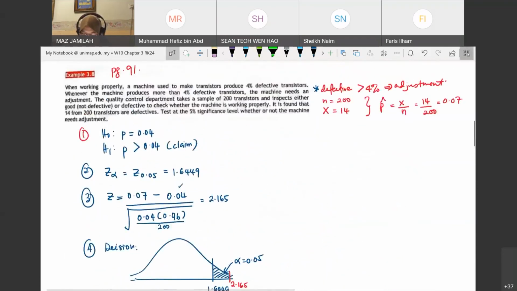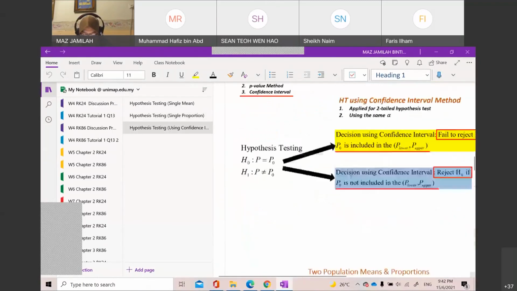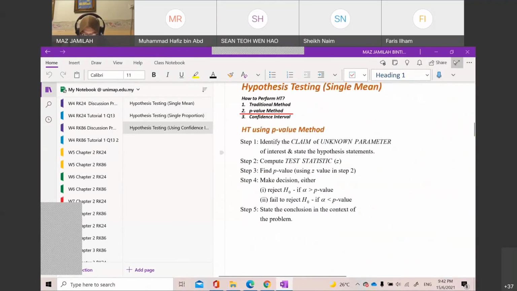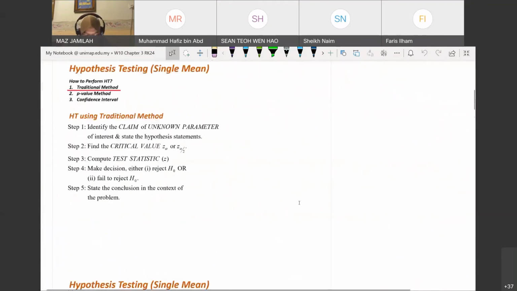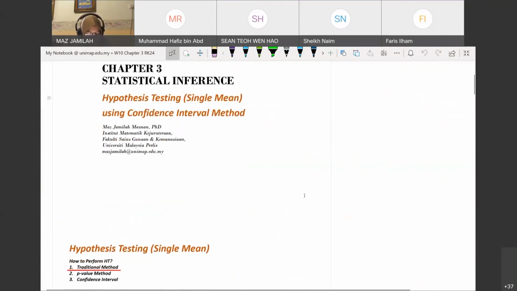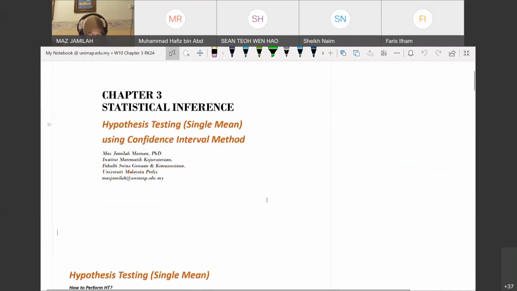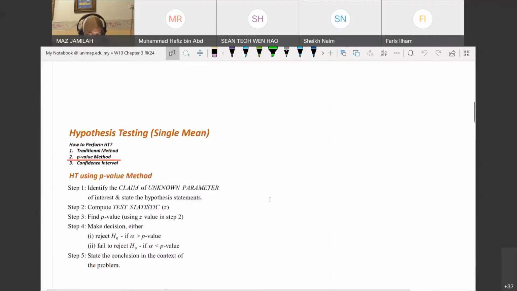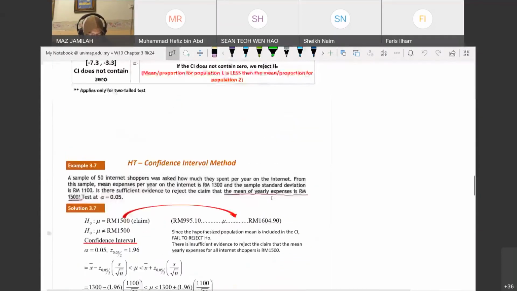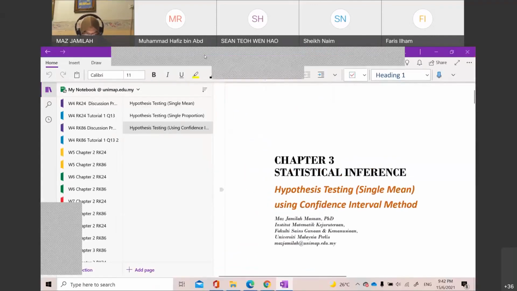I wished to continue to the conclusion, but I think I'll leave this before we discuss the two population statistical inference, two population means and proportions. So this one would be your conclusion. I'll keep this for tomorrow's class. Okay, stop sharing.